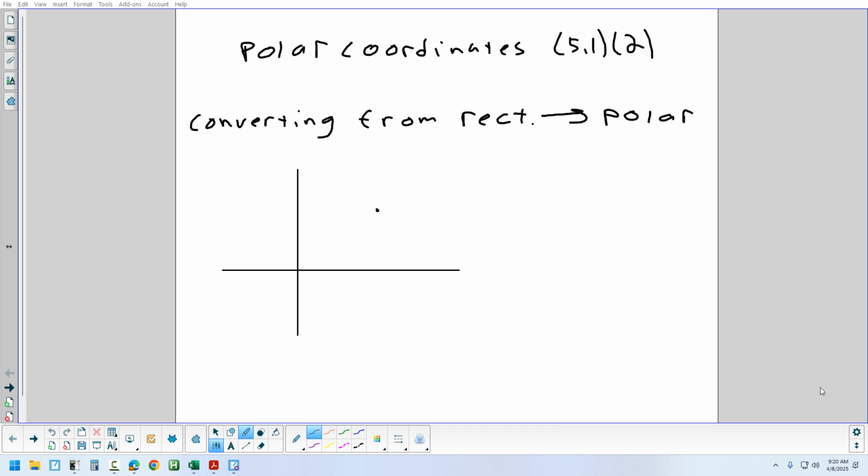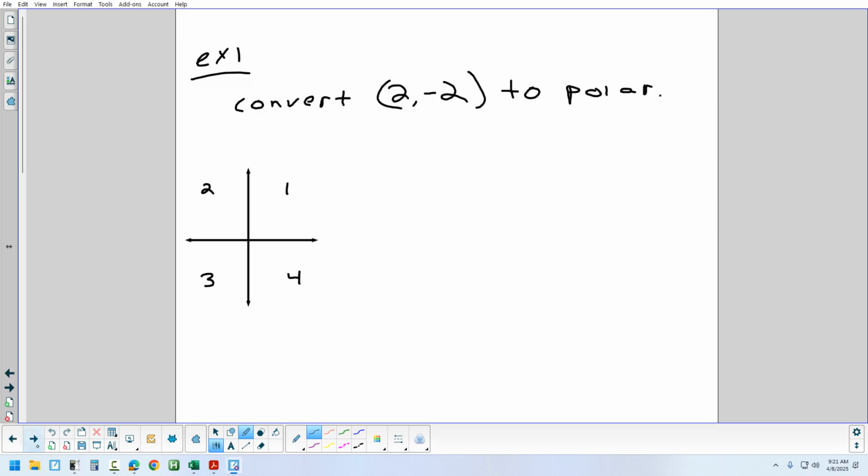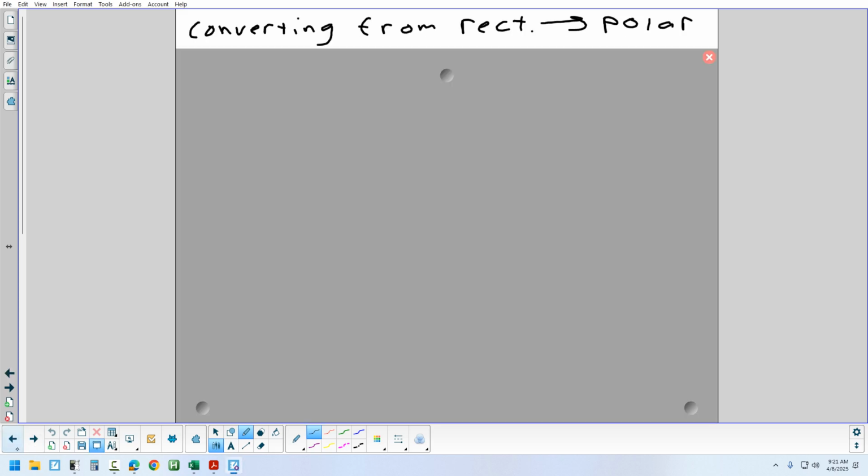All right, so the last thing we left off with in 5.1 part 1 was converting from polar to rectangular. Now, we're going to start by reversing that. And I think that's the last thing that's actually in this section.